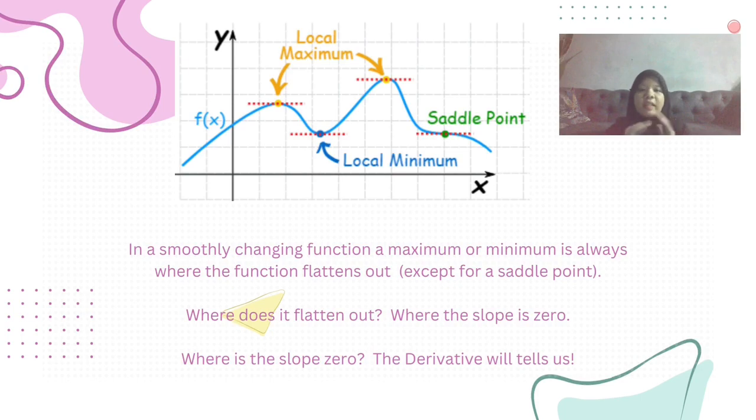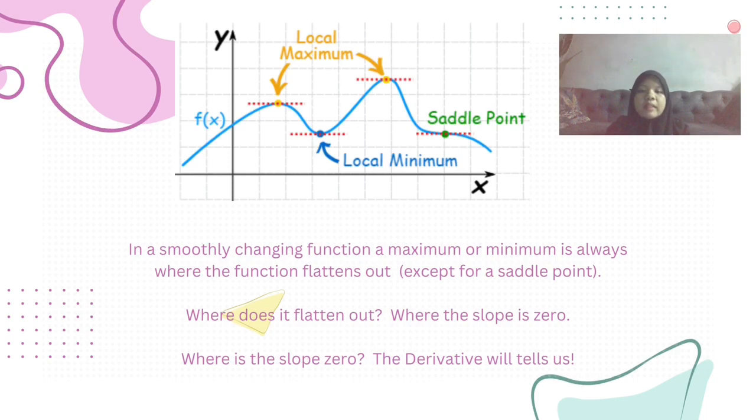So let's move on to the next point. As you can see in the picture, there is local maximum, saddle point, and local minimum. So what is the meaning of local maximum and local minimum? The local maximum is the highest point in the graph. Meanwhile, the local minimum is the lowest point on the graph around the point. So for the saddle point, those critical points where the function attains neither a local maximum value nor a local minimum value.